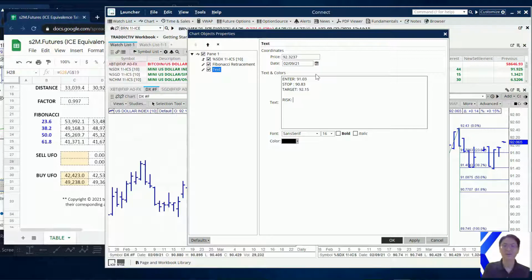So your risk is going to be the difference between 91.03 and 90.83, so that's 20 pips. And your reward is going to be the difference between the entry point and your target, so that's going to be 112 pips. Now you may get out a little earlier there, just so that before all of the sellers come in, you get your profits. So let's take off a couple of pips there, and so what you would have here is a 5.5 risk reward ratio.